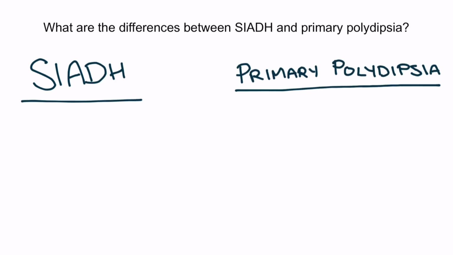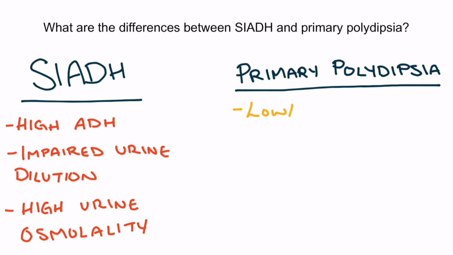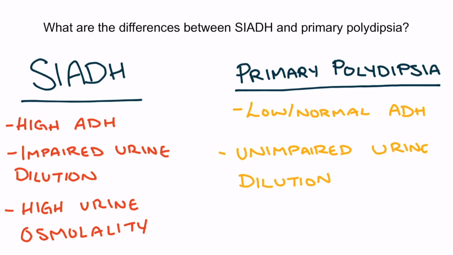In the patient with SIADH, the levels of antidiuretic hormone are abnormally high, which leads to abnormally high urine osmolality and impaired urine dilution. However, in patients with primary polydipsia, the high water intake suppresses the secretion of ADH and results in low or normal antidiuretic hormone levels with low urine osmolality. The urine dilution is intact in primary polydipsia, as opposed to SIADH. In both SIADH and primary polydipsia, the serum osmolality is low, as we previously mentioned.